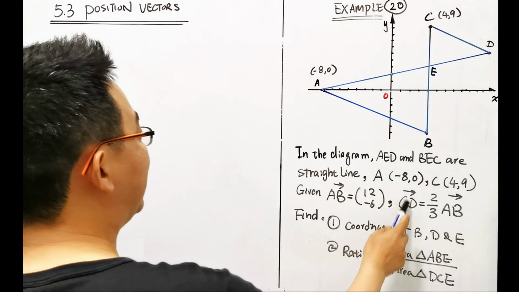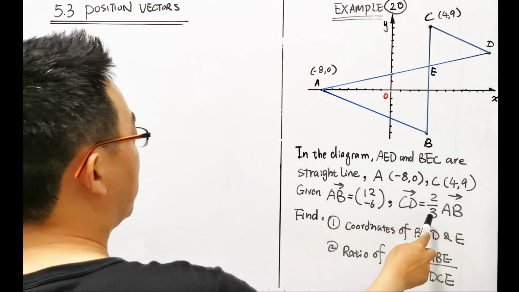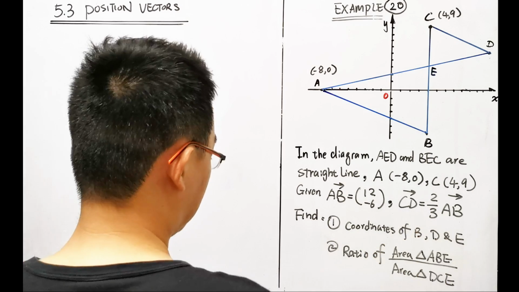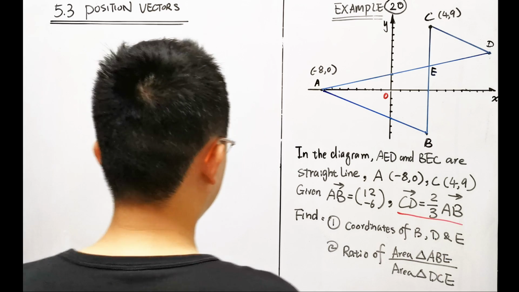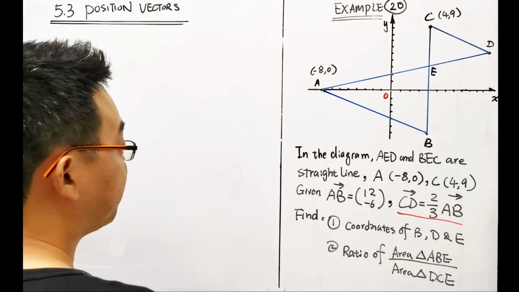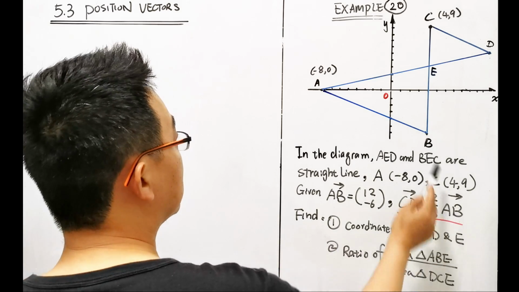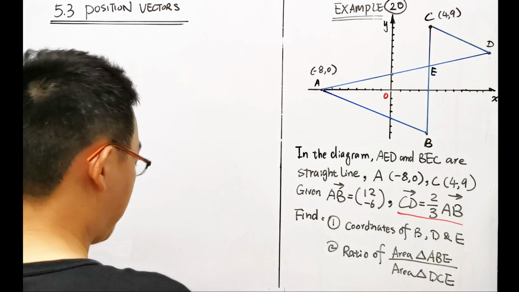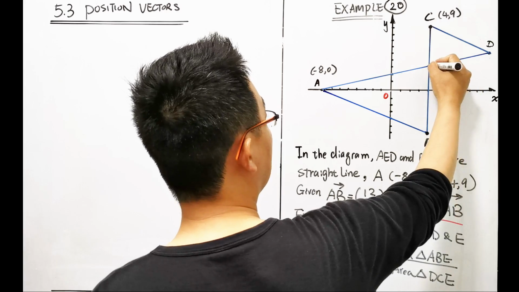We also know CD equals 2/3 of AB. This is one of the very important pieces of information. So what's the question? The question is to find the coordinates of the points B, D, and E. What are the coordinates of these points?